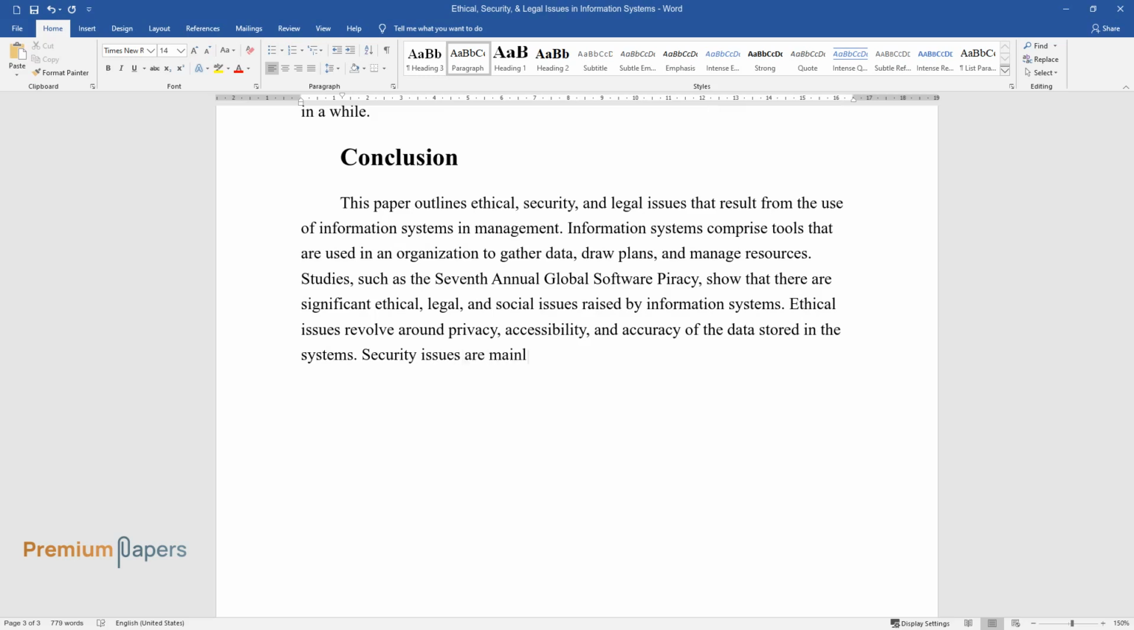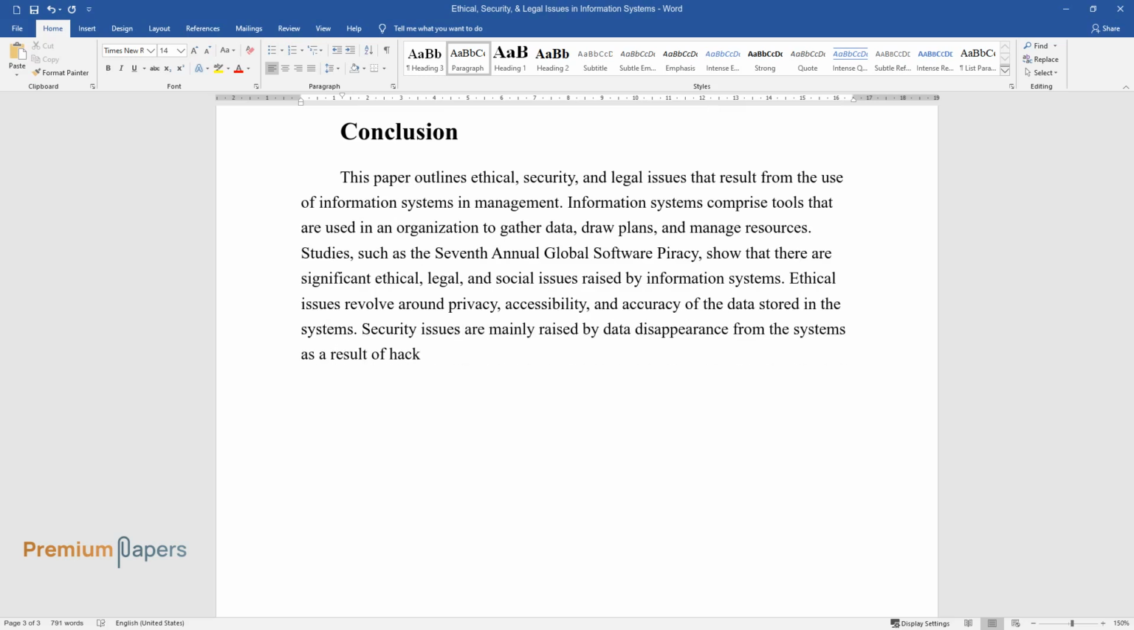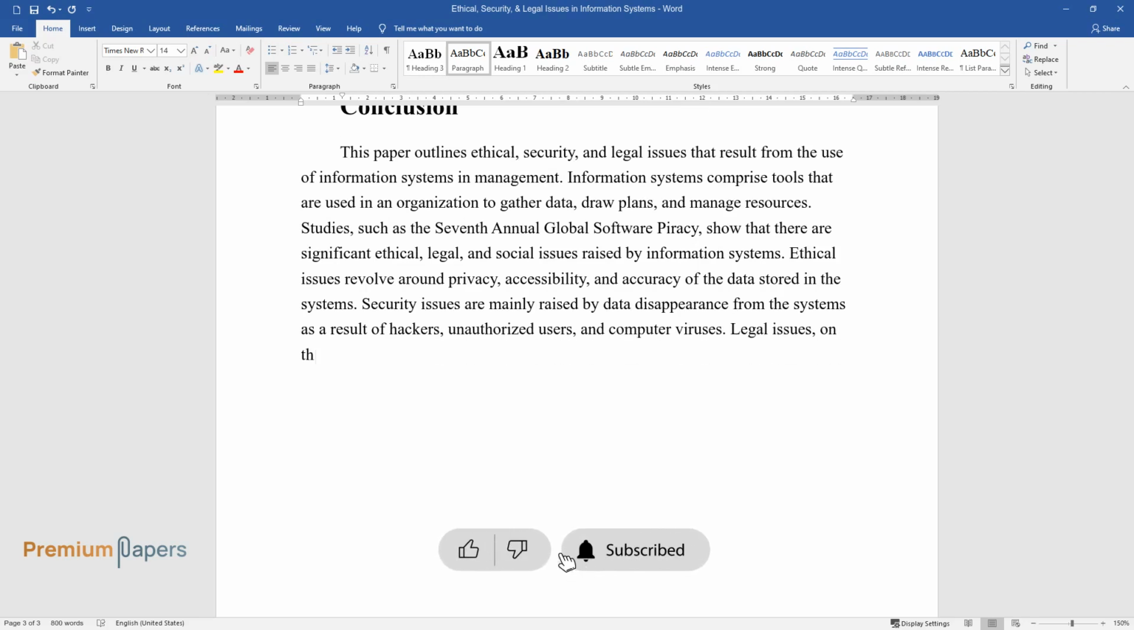Security issues are mainly raised by data disappearance from the systems as a result of hackers, unauthorized users, and computer viruses. Legal issues, on the other hand, result from copyright infringement and intellectual property theft.